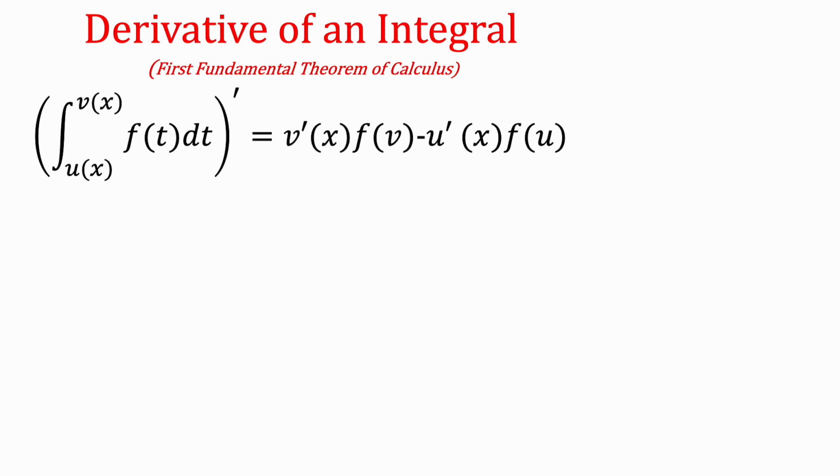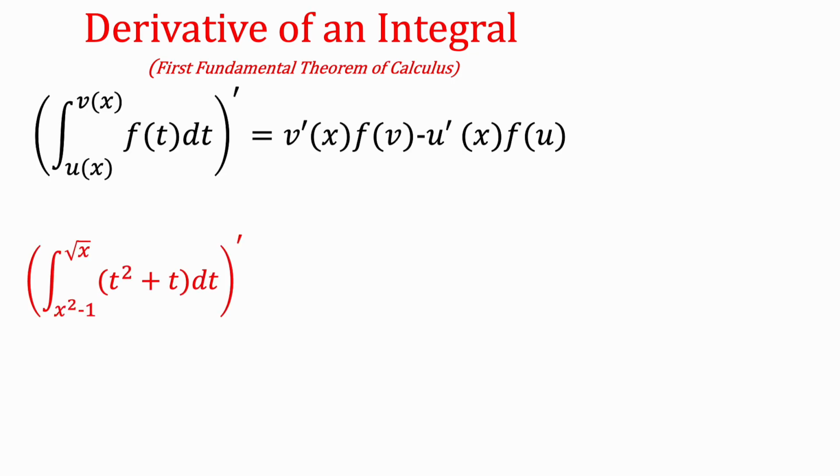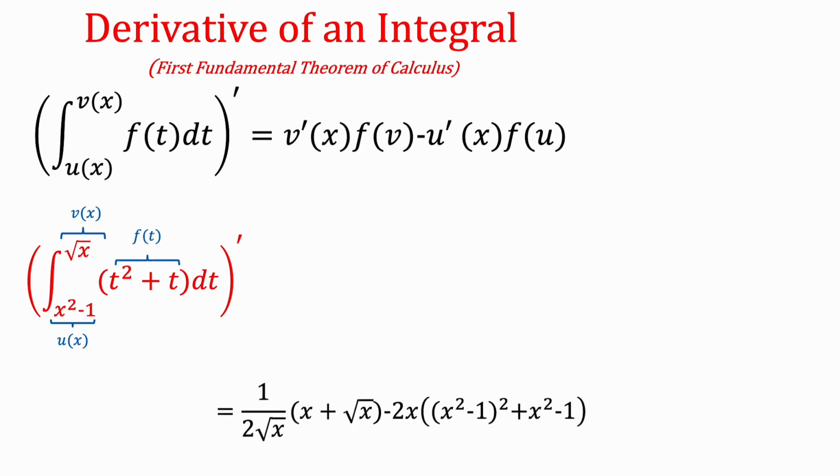Let's go through the first example together. We have the integral from x squared minus 1 to square root of x of t squared plus t dt. I want to take its derivative. What was the rule? Yes, the derivative of the upper limit, square root of x, is 1 over 2 square root of x. Well done. But no, now substitute square root of x itself in place of t. You're substituting its derivative. I told you don't make that mistake.